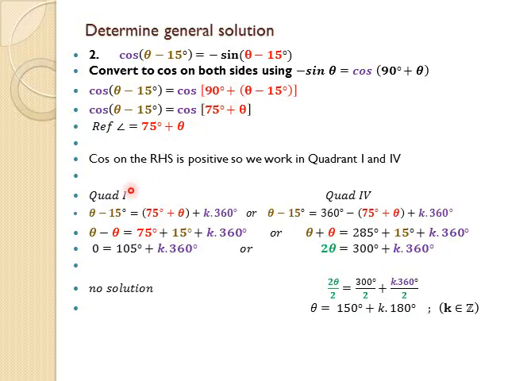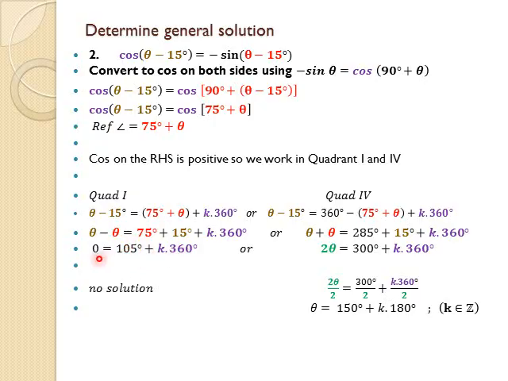So quadrant 1: theta minus 15 equals 75 plus theta plus k times 360. Remember cos, always 360 degrees to plot a full cos graph. Quadrant 4: theta minus 15 equals 360 minus 75 plus theta, plus k times 360. Now if I simplify, positive theta, if I take it over, becomes negative theta. There's 75. I bring the negative over, plus 15, plus k times 360. 75 plus 15 would give me, let's see, 80, 90, not 105. So that should read 90 plus k times 360.